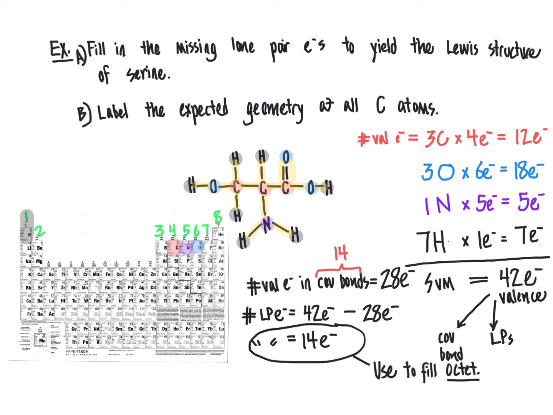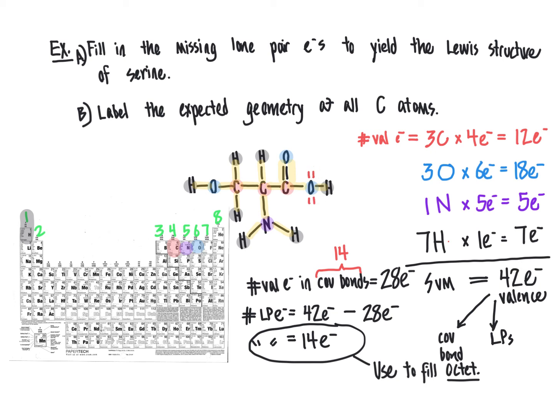So going ahead and filling in those 14 electrons, I'm going to start here at the oxygen. I notice oxygen does not have a complete octet. It instead has just 4 electrons around it right now because it has 2 covalent bonds. Each covalent bond contributes 2 electrons. So it's got 4 electrons in total, so it needs 1, 2, 3, 4 additional electrons to fill its complete octet.